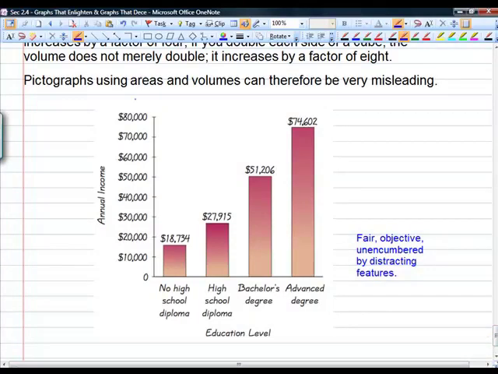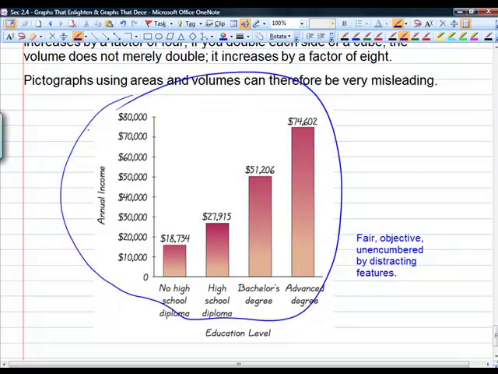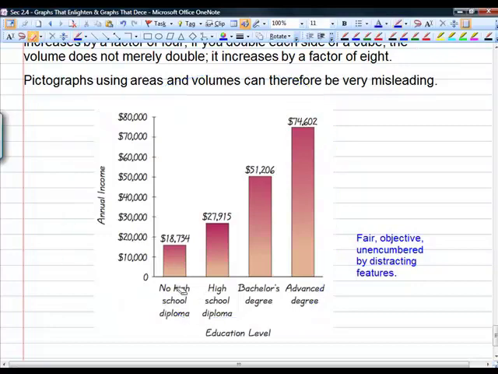This is actually the true results right here using a bar graph that are not misleading. So we can see that the difference between no high school education and an advanced degree is a little more fairly represented. So it's fair, objective, and unencumbered by distracting facts. That's what's necessary in order to have a graph that would enlighten or give you information as opposed to intentionally mislead you or even unintentionally mislead you.